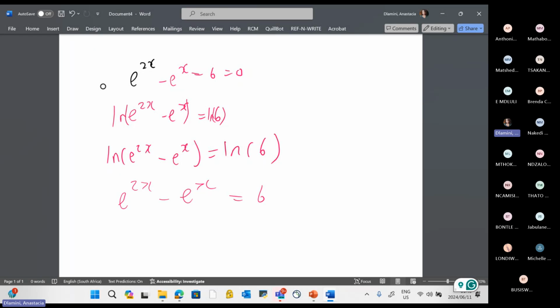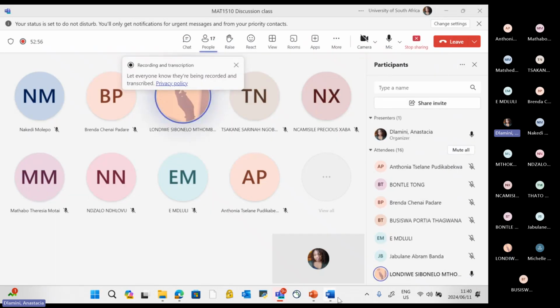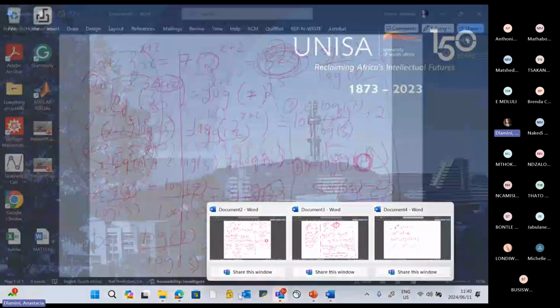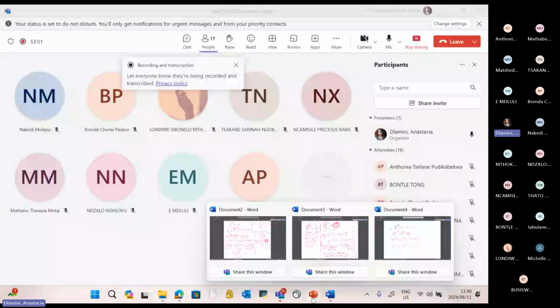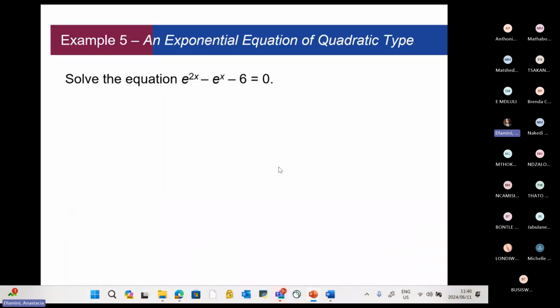So when one person said there's no law that you can use to combine e to the power of 2x minus e to the power of x, they were right there. So meaning that your x equals ln 6 is not correct. So now you need to discuss how then we start solving this particular problem, because it's one of the problems in the exam. It's a question I like, by the way. So how do we do this?